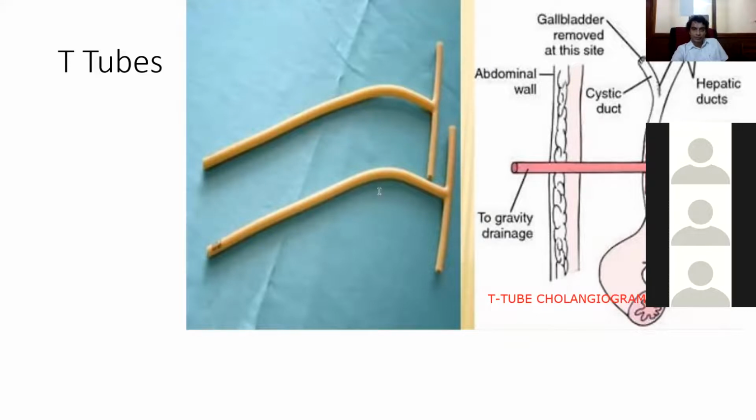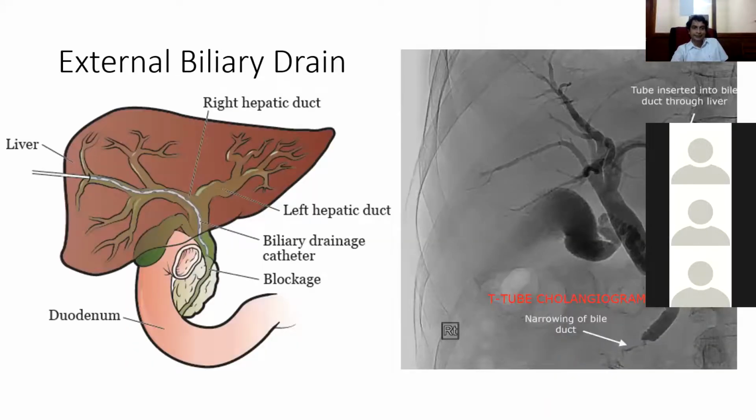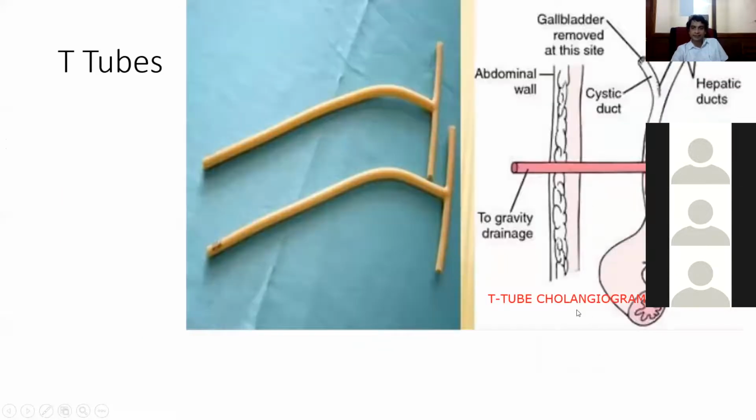Previously, a couple of slides ago, you saw a cholangiogram that was done for an external biliary drain like this. Okay, so that is also a type of cholangiogram, right? But here what you're seeing is what's called a T-tube cholangiogram, which is done when a T-tube is inserted.